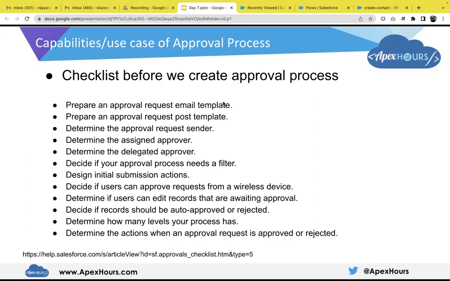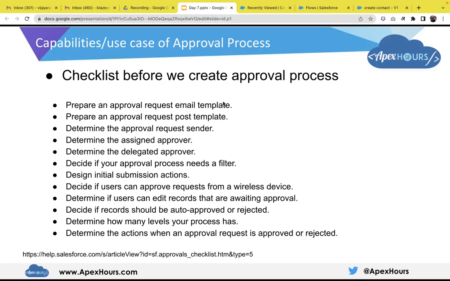Once these things are final, the next step is any criteria your approval process needs. Basically, if we are submitting an opportunity, then not all opportunities will be submitted for approval. But if the discount is more than 20%, then it should be submitted for approval. That kind of criteria we can apply. We need to design the initial submission actions also.